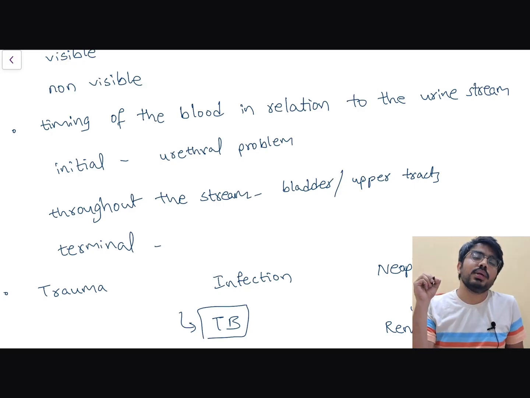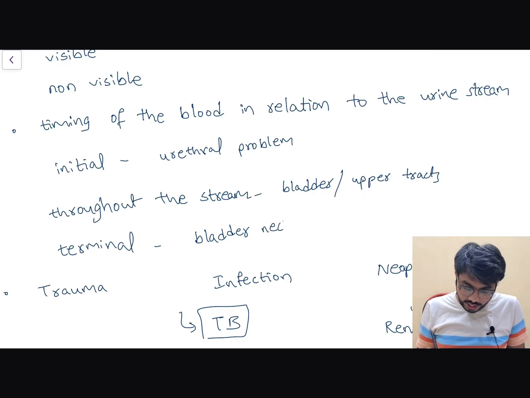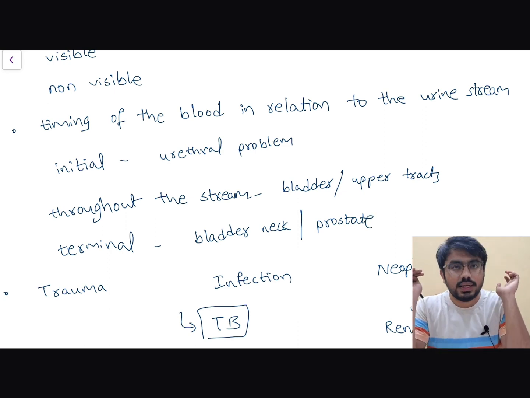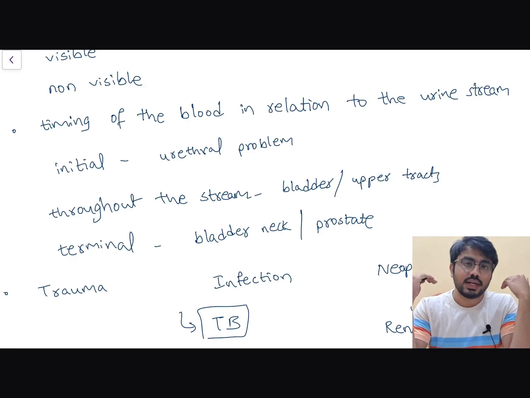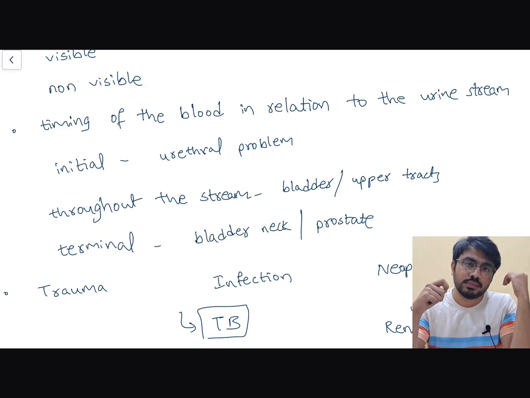If it is in the terminal part, please remember this. If it is in the terminal part, it has to be due to bladder neck pathology, or it has to be due to a prostate pathology. So if it is coming in the initial part, it has to be due to a urethral pathology. If it is occurring throughout the stream, then it has to be a bladder pathology or upper tracts pathology. If it is occurring in the terminal part, then it has to be what? Either bladder neck or a prostatic problem.